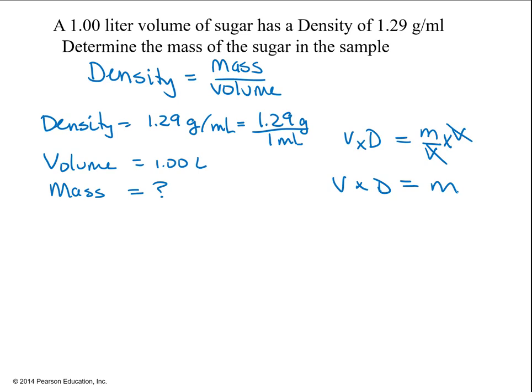So will my volumes cancel when I multiply these? If I have milliliters and liters, will they cancel? No. I'm going to have to change. So see in the units, I'm going to have to figure out how many milliliters my volume is. Then that'll put my milliliters and milliliters the same, and those units can cancel when I multiply. So if I have 1.00 liters and I want to know how many milliliters, this one's easy because it's only one step.